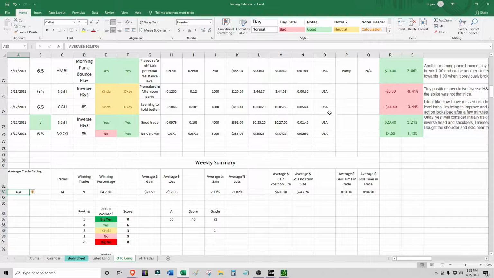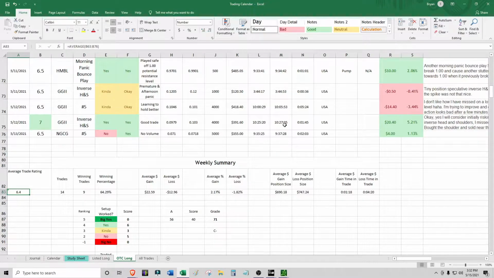And then here is where the stock is located. All of these are pretty much US. Then the sector, which I put a pump for HMBL. GGII is pretty much a pump at this point. And then the floats, a lot of these don't really have a float. This is how much I made or lost, percent gain or loss. And this is my summary on Profitly.